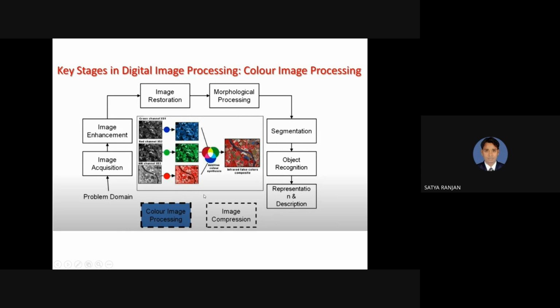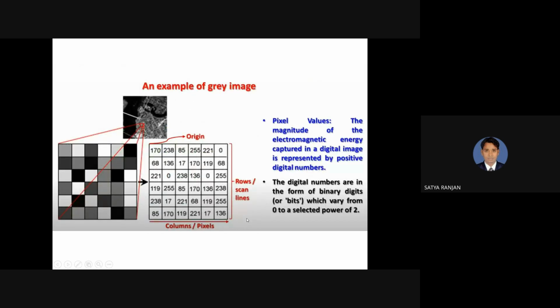Then color image processing, where different bands are joined to get different colors. So we can get different satellite images like false color images, composite images, and true color images. As per our requirement, we can get this data based on the primary data. This was previously also discussed about this gray level data. This is a pixel and this is the digital number.